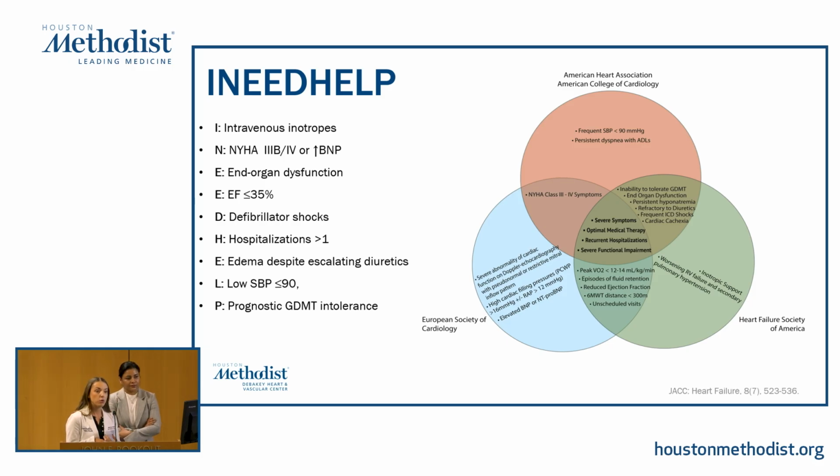They have signs of end-organ dysfunction, so elevated creatinine, elevated LFTs. Their EF is less than 35. They've had shocks from their ICD. They've had more than one hospitalization in the last 12 months. They're still edematous or symptomatic despite escalating diuretics. They have low blood pressure, and they are having progressively worsening GDMT intolerance.